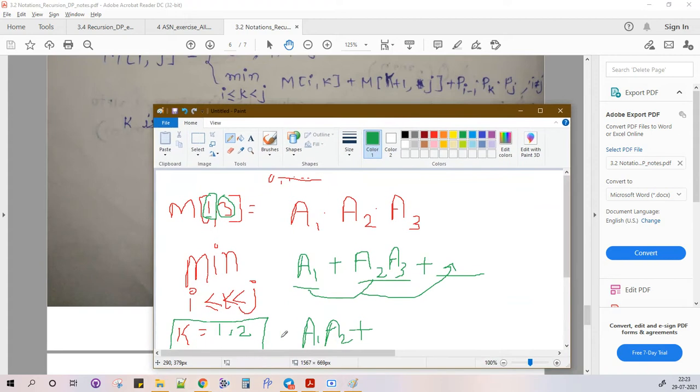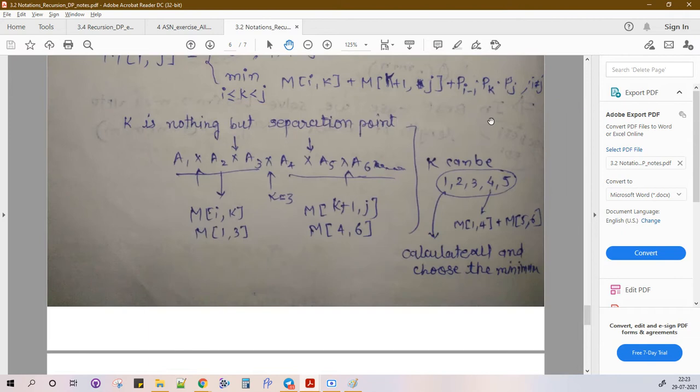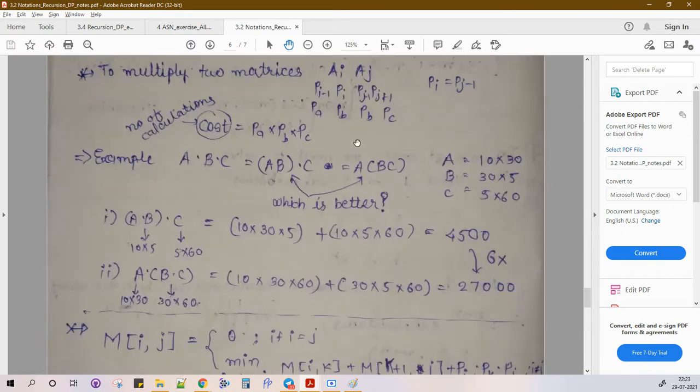So what is the k? K is nothing but 2, 2 plus 1 is 3, so m of 3 comma j is nothing but 3 again, m of 3 3, it is nothing but a3 only. Plus some cost to multiply these two answers, right? And this cost is nothing but p of i minus 1 multiplied by pk multiplied by pj. And what is p now, right? So many terminologies, just pay the highest attention here.